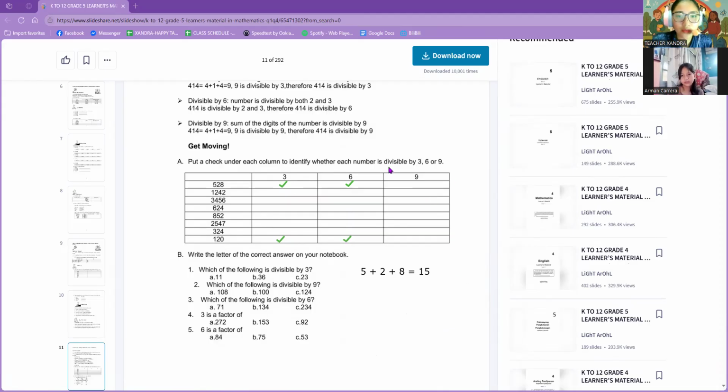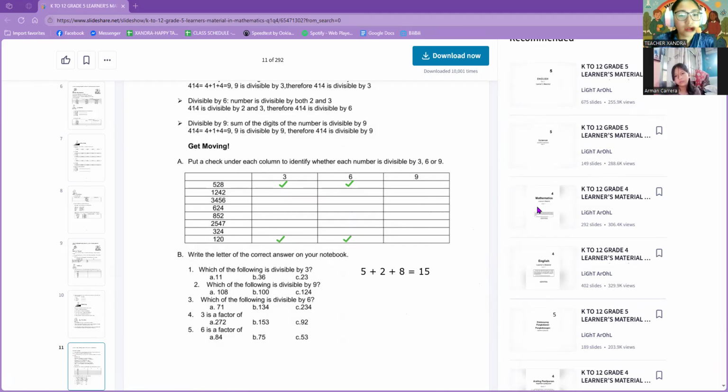Very good. Is it divisible by 9? No, since if you add the digits, it's just 3. Okay, you cannot divide that number, like 3 divided by 9.